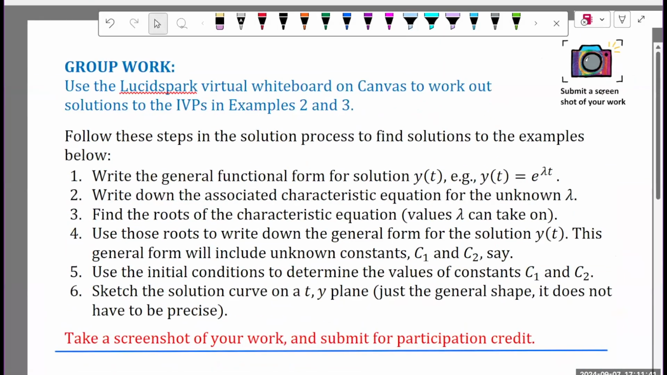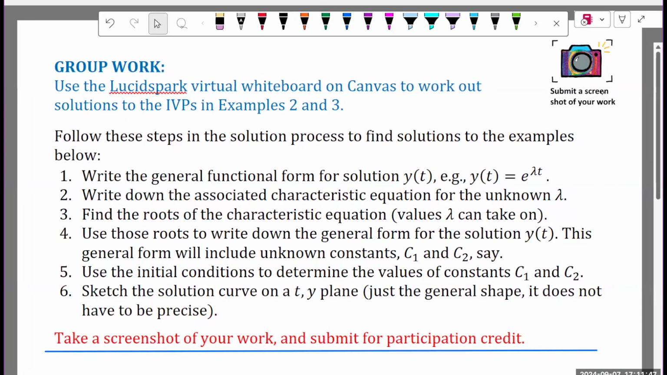At this point, you have a chance to try some of this yourself. Now, had we been there in person, you would be working in groups. If you wish to work in groups still, feel free to work on this problem together and submit your work on Canvas as usual. Or if you want to work on your own, you can do that too. These are the steps you're going to follow.